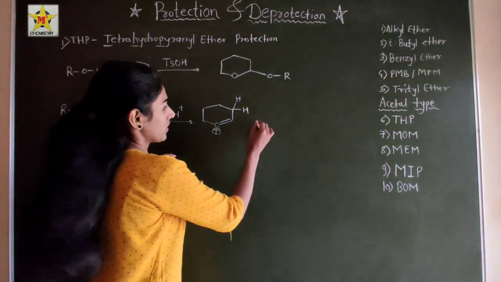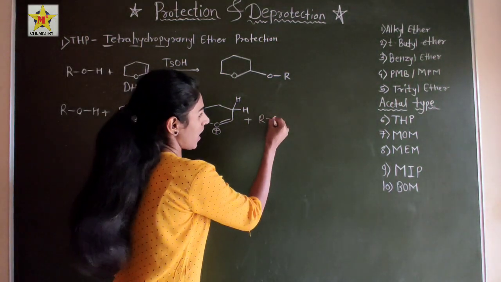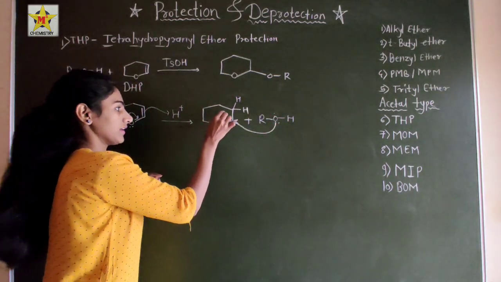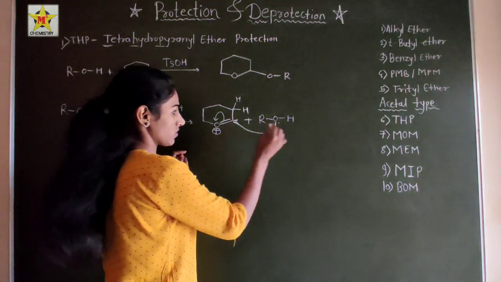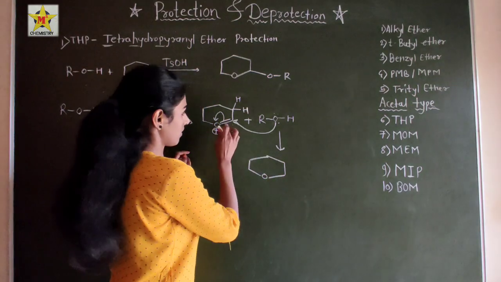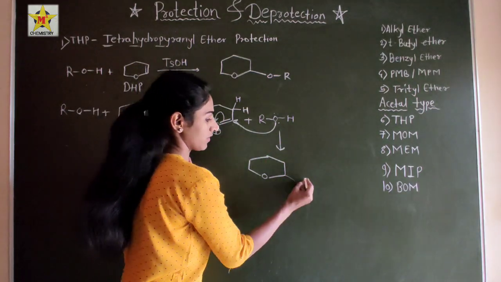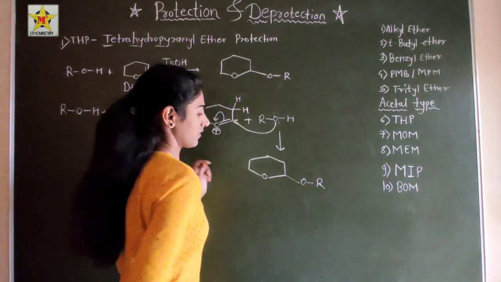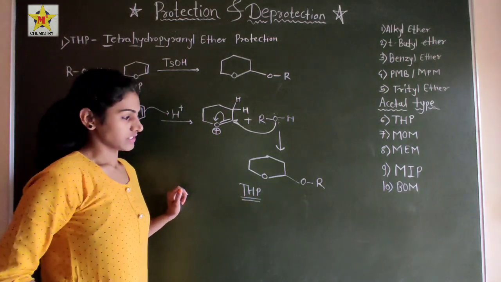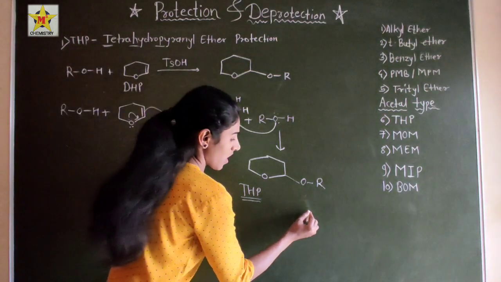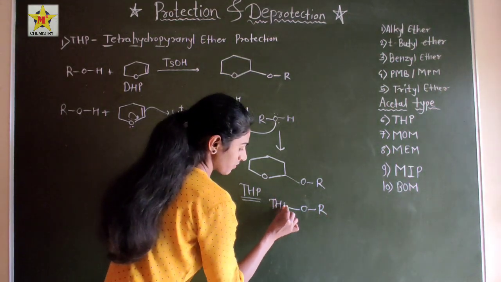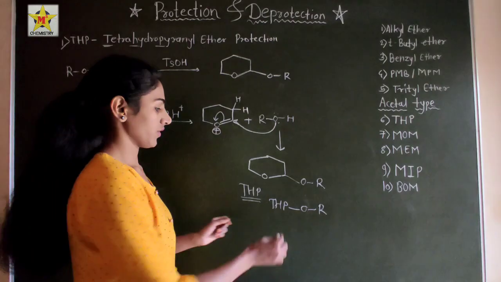So what will happen next? ROH, the oxygen will attach over this carbon, and this oxygen will get stabilized, and it becomes O and OR. This is our THP protection. We can also write it like this: THP OR.